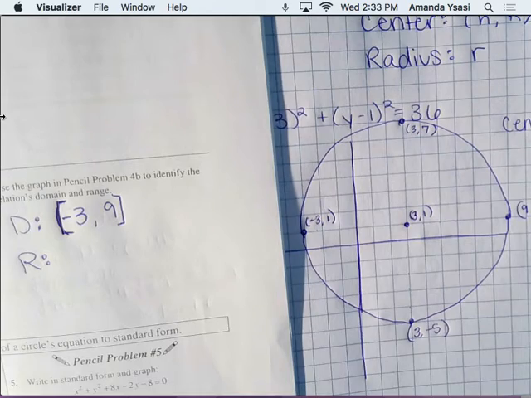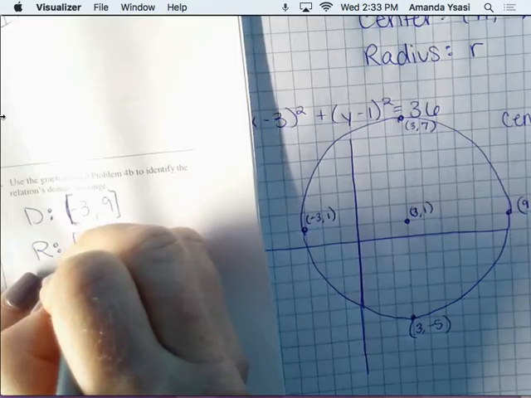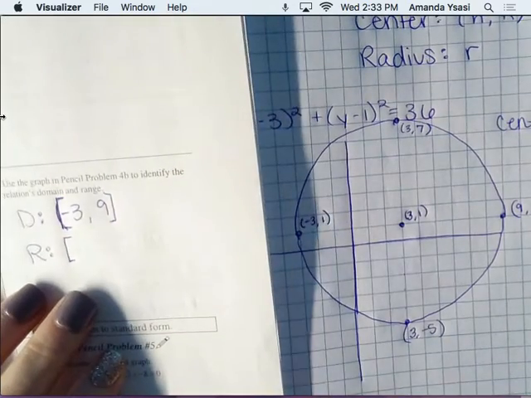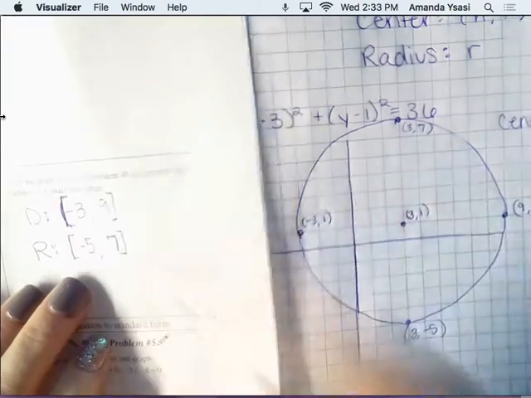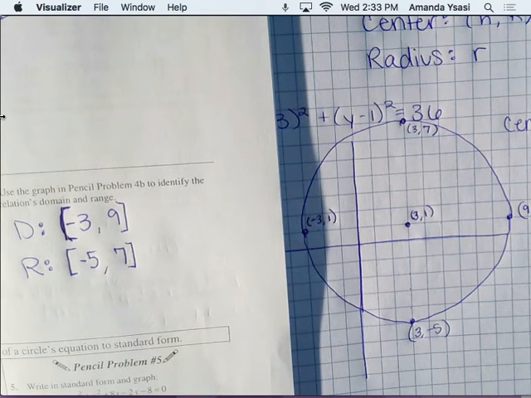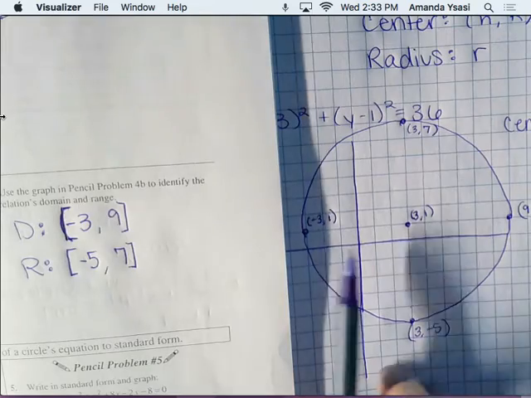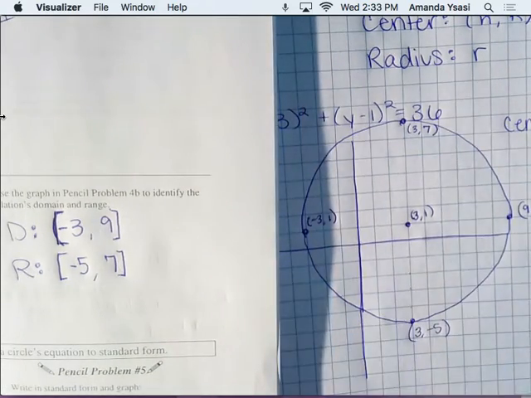And then what about the range? How low can it go? And then how high can it go? So always look left and right for domain, up and down for range.